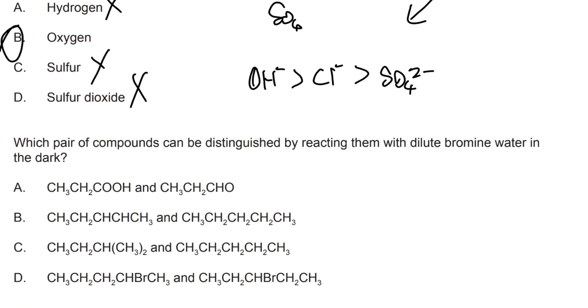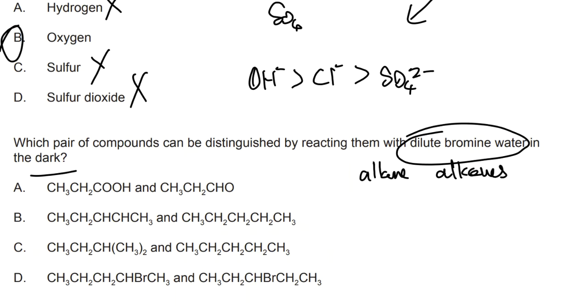Which pair of compounds can be distinguished by reacting them with dilute bromine water in the dark? So dilute bromine water in the dark is referring to alkanes and alkenes, because alkenes do react with bromine water because they contain the more polar double bond, and this double bond being more polar means it can readily react with bromine in bromine water and form a dibromide compound. And so we got this and this.